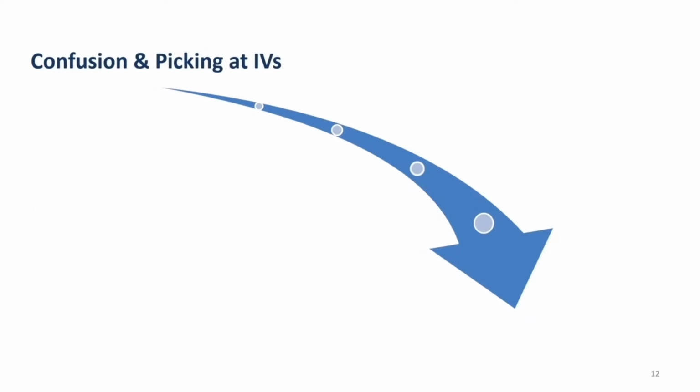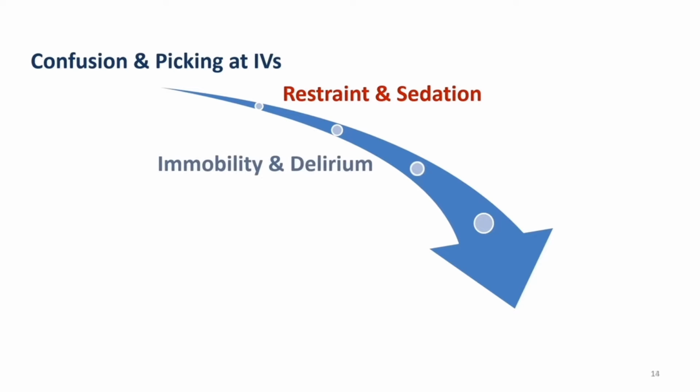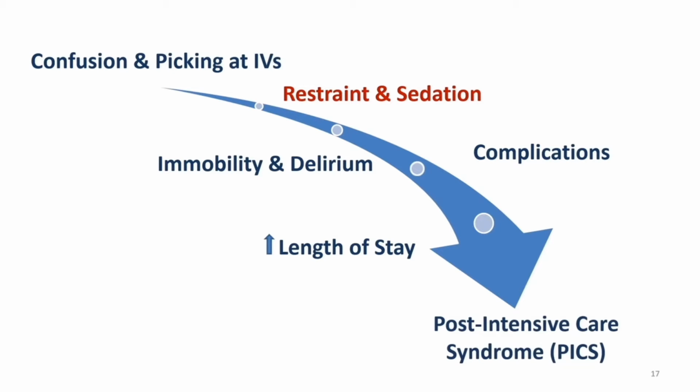Let's walk through the problem. First, a critically ill patient becomes confused and starts picking at what is connected to them. So they are restrained and sedated. With current restraints, studies show this means immobility. Restraint and sedation lead to delirium. This results in numerous complications like ventilator-associated pneumonia, ICU-acquired weakness, gut dysmotility, and pressure injury. And that results in a longer hospital stay. When patients leave the hospital, it can result in post-intensive care syndrome, which then leads to more frequent readmissions.